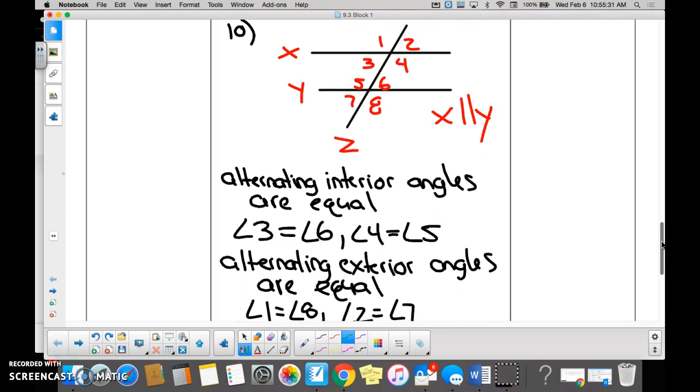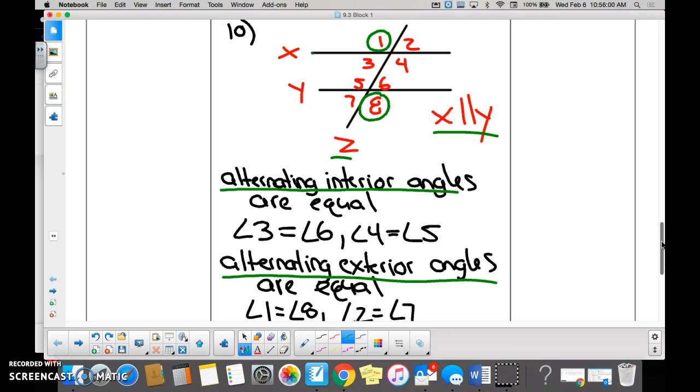The big key words that we're looking at are alternate interior angles and alternating exterior. And we already know that X and Y are what? Parallel. And we know that Z is the transversal. And we can conclude now that angle 1 is congruent or equal to angle 8 because of alternating exterior angles. And why are angle 1 and angle 8 on the exterior? Because they're outside of the 2 parallel lines.